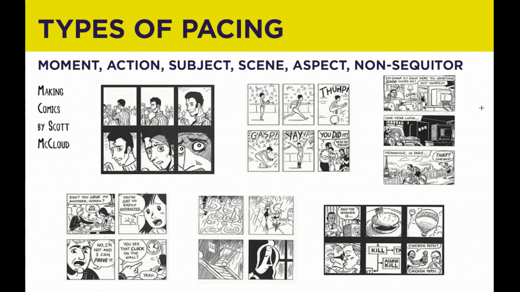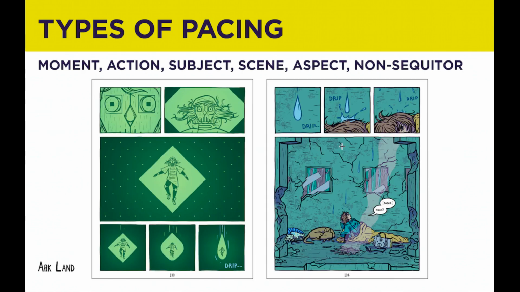Here's a closer look at some examples that Scott McCloud has illustrated to show those types of pacing in closer detail. I'll let you pause the screen and look at these at your own pace, but here we've got moment to moment, action to action, scene to scene, subject to subject, aspect to aspect, and the non sequitur. So now I'm going to talk about using some of those types of pacing in my own artwork.